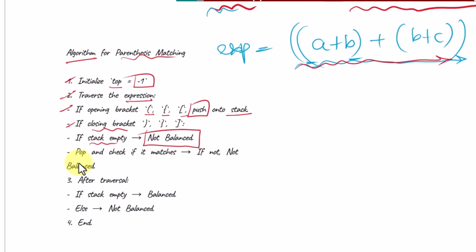But suppose the stack is not empty. So in that case, we're gonna pop the top item from the stack and we're gonna perform the match. So if the top item and the closing bracket, we're gonna check if they match or not. If they do not match, that means that is not balanced. Now after the traversal of the whole list, if we find that the stack is empty, in that case we're gonna say the expression is balanced. Otherwise we're gonna say it is not balanced. So let's just see how that works for this expression.